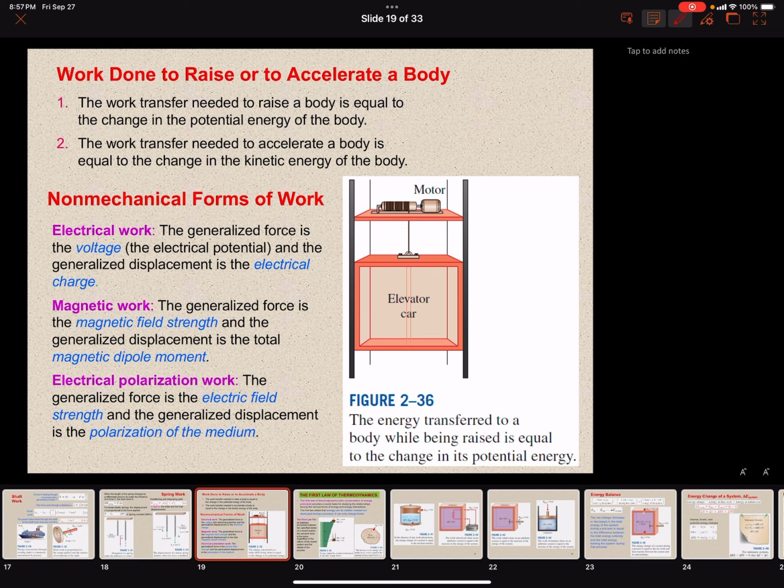Non-mechanical work like electrical polarization happens on a molecular or atomic level and does not involve traditional mechanical motion. The benefit of this is that it can be used in various applications, like in capacitors, which store electrical energy.